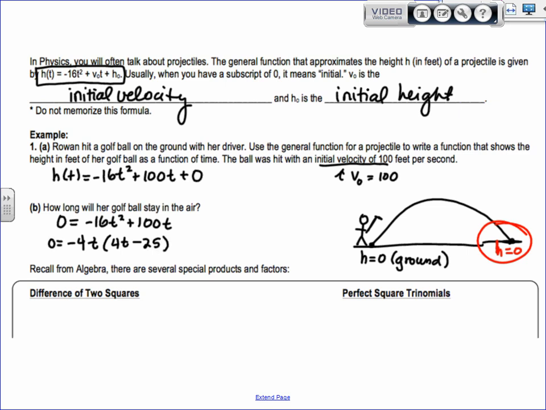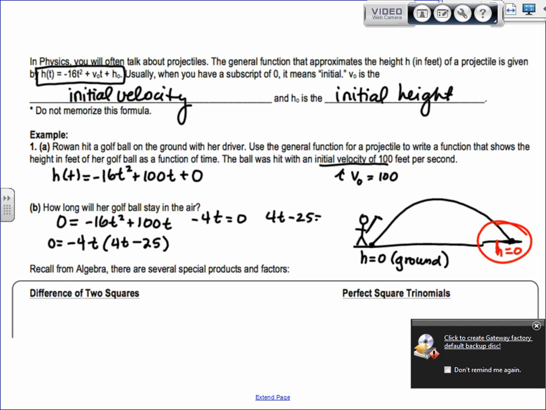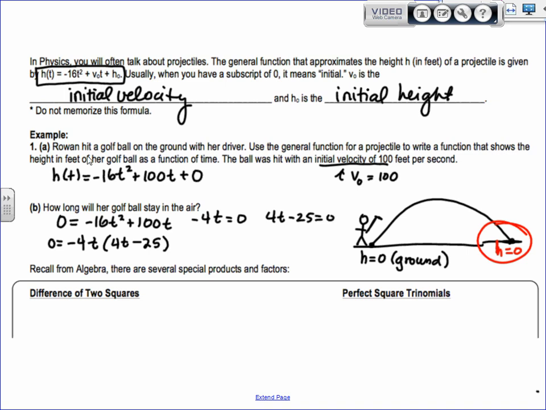Is that equal to 0? So this is where the zero product property comes into play. I say -4t could equal 0, or 4t minus 25 could equal 0. So I get t equals 0, and I get 25 divided by 4, which is 6.25 if you want to see it as a decimal. So 6.25 is my other answer.